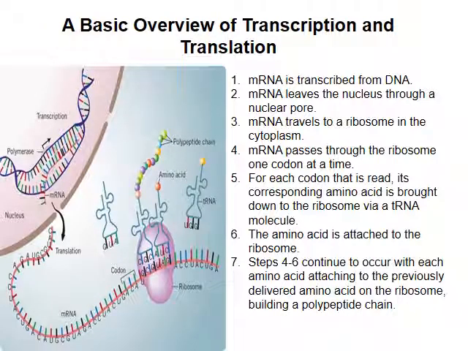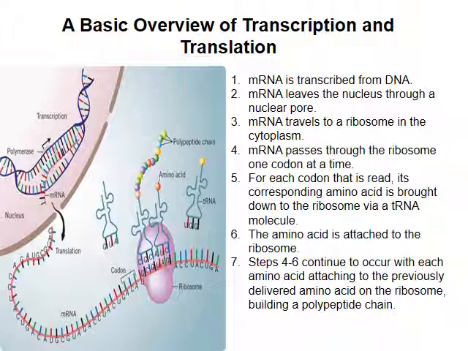This slide is sort of giving you a little bit more detail on that process. So a basic overview of transcription and translation. So step 1, mRNA is transcribed from the DNA. Step 2, the mRNA then leaves the nucleus through a nuclear pore. mRNA travels to a ribosome in the cytoplasm. The mRNA passes through the ribosome, and the ribosome reads the mRNA 1 codon at a time. For each codon that's being read by the ribosome, its corresponding amino acid is brought down and attached to the ribosome, and the tRNA is what's bringing that down.